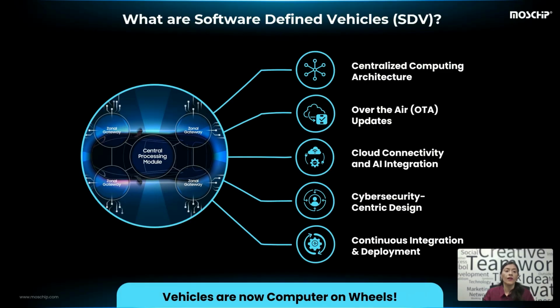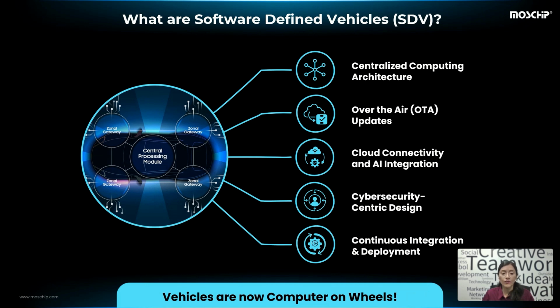First, what are software-defined vehicles? Today's vehicles are not just machines anymore. They are computers on wheels. A software defined vehicle, or SDV, is a vehicle whose core capabilities, from driving functions to infotainment to safety, are primarily controlled, enhanced and updated by software rather than fixed hardware. Let's look at some of the defining characteristics of software defined vehicles.